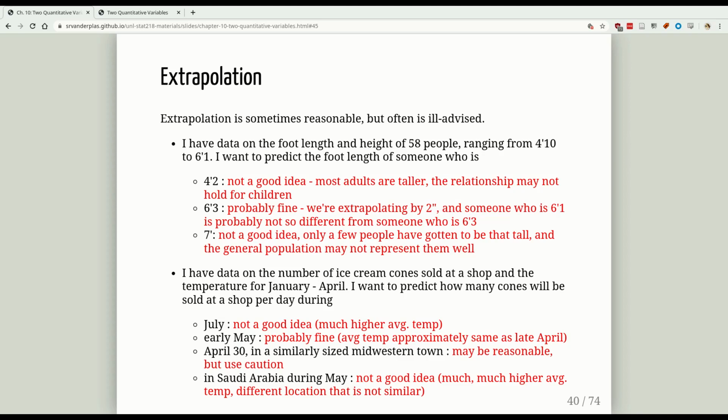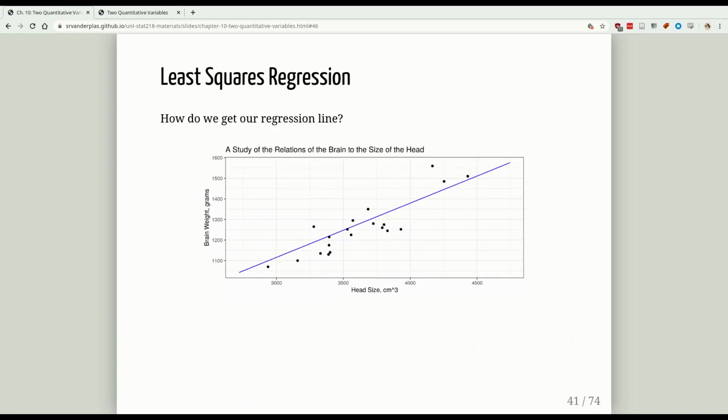If I want to predict how many cones will be sold at an ice cream shop in Saudi Arabia during May, that's really not a good idea. The average temperature is much higher, the location is very different, and there are different cultural issues. There are too many factors that are different for that to be a reasonable prediction, even if we still have the same temperature data that would let us predict the number of ice cream cones sold at a shop, right? So we have to consider a whole bunch of different factors when we're deciding whether something is extrapolating unreasonably or not.